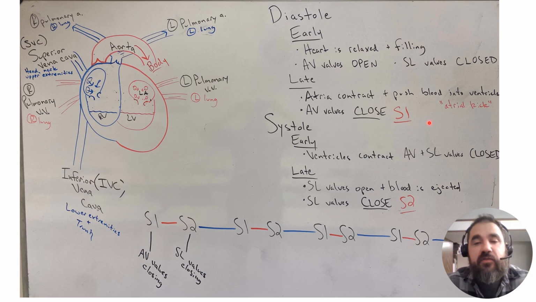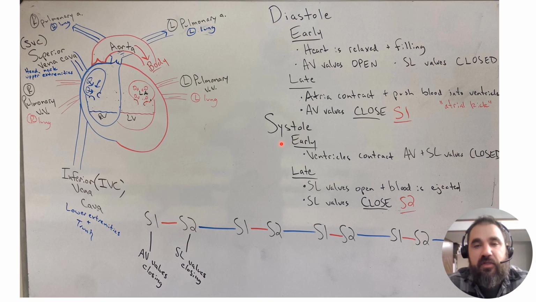Okay, so AV valves close. When they close, they create a turbulence of blood. The turbulence of blood from the valves closing is what creates the S1 heart sound, or what some people refer to as lub, but it's called S1. S1 also marks the end of diastole, so that's an important marker. So that ends diastole. Next, systole. Early systole, what happens?